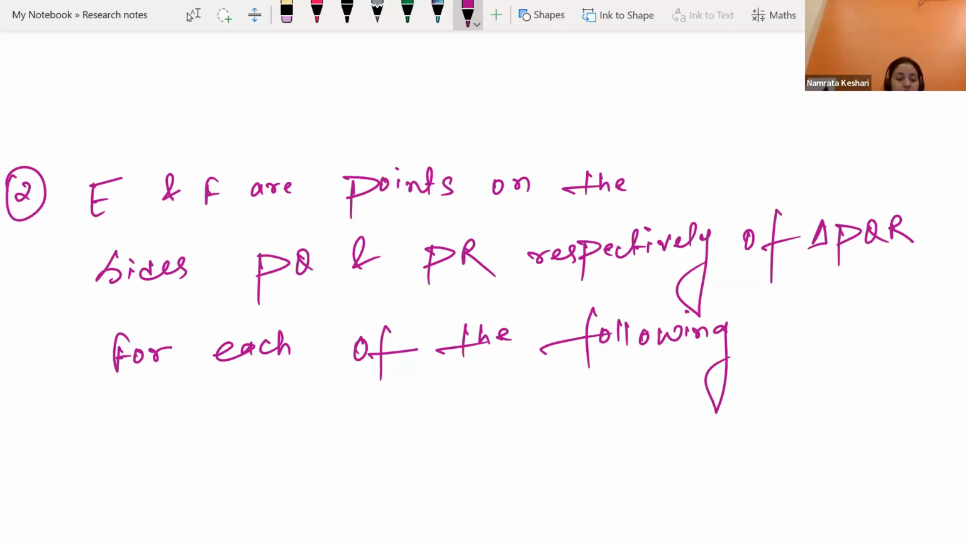The first one is related to just the fill in the blanks and all. The next one is related to this basic proportionality theorem, and the next one is related to the concept of similarity. That's it.